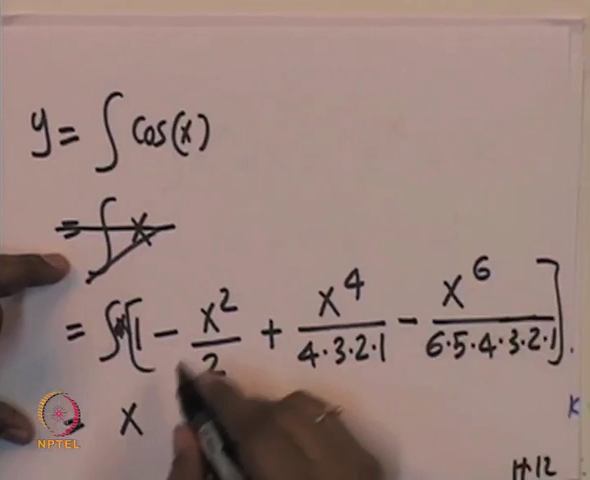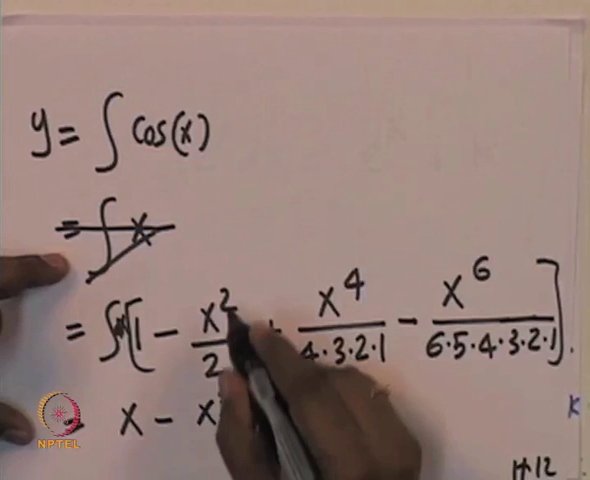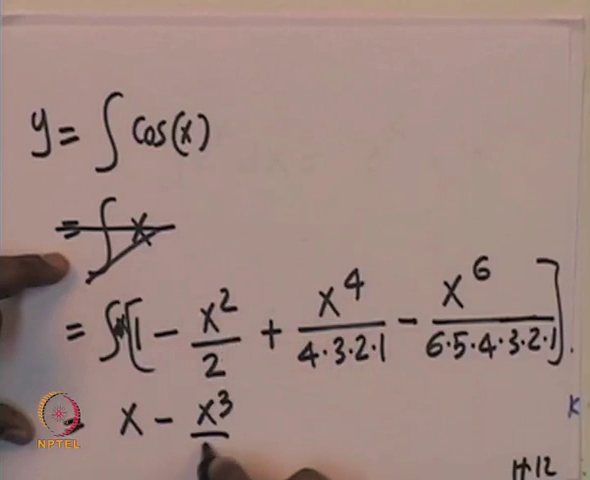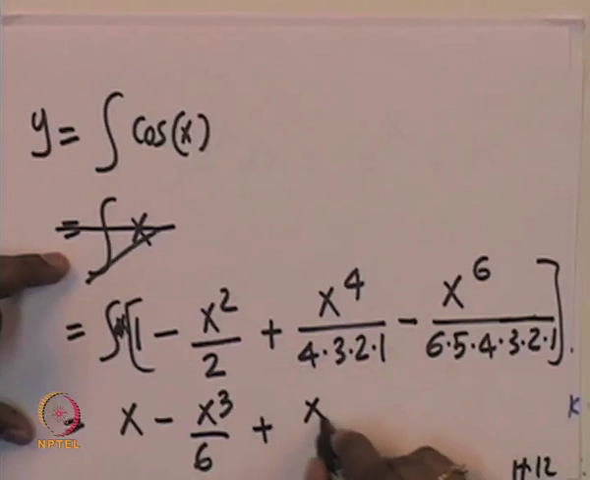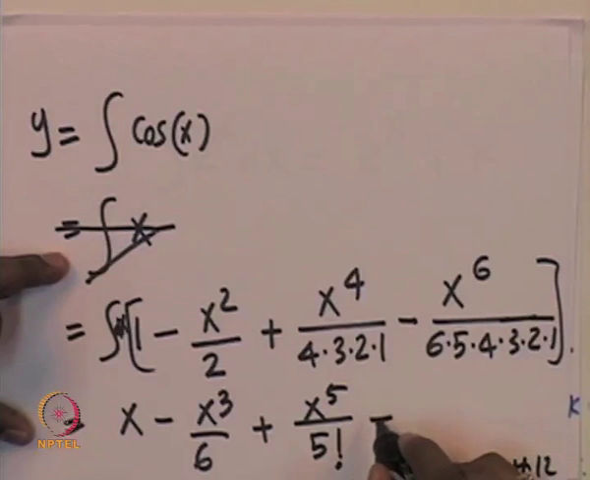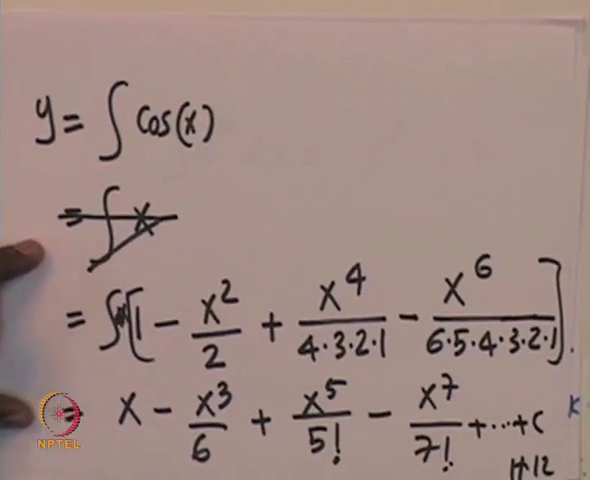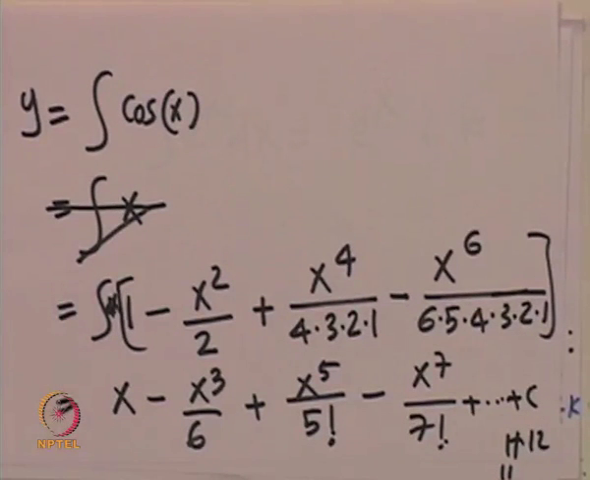So, we can write integral of minus x square by 2 will be minus x cube by 3. So, 3 into 2 is 6. So, x power 4 will become x power 5 by 5 factorial, minus x power 7 by 7 factorial, and so on and so forth, plus a constant c. If we rewrite this, you will end up learning that the integral of cos x is nothing but sin x.